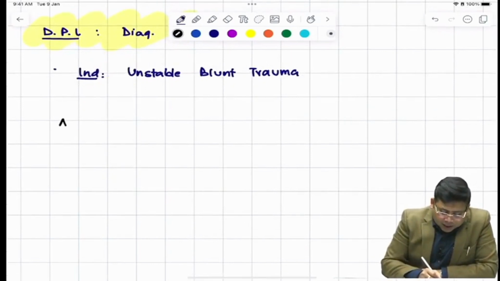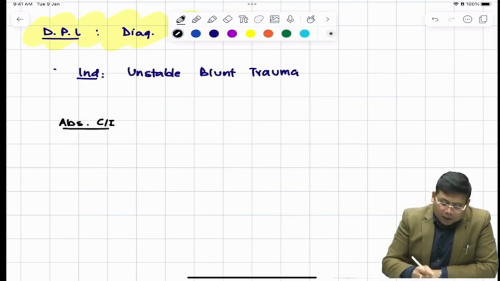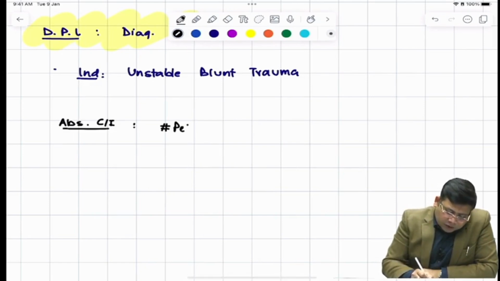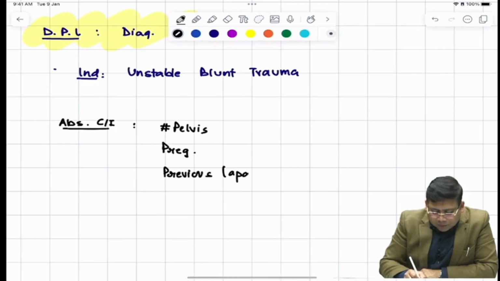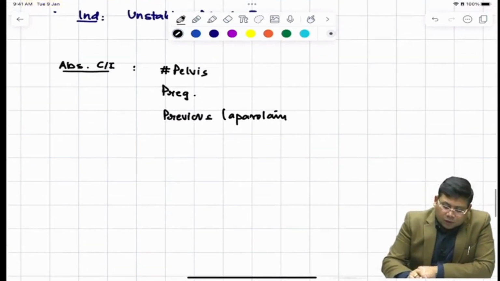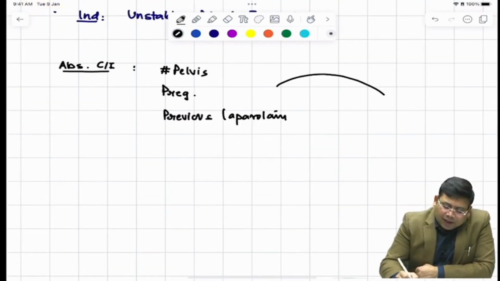Remember, what is the absolute contraindication for DPL? This is important. The absolute contraindication for DPL is fracture pelvis. Another is patients with pregnancy, so patients who are pregnant. And the third is where you have a previous laparotomy. So remember, previous laparotomy, fracture pelvis and pregnancy. What are you doing in this? This is a blind technique. First of all, this is not a radio-guided technique.